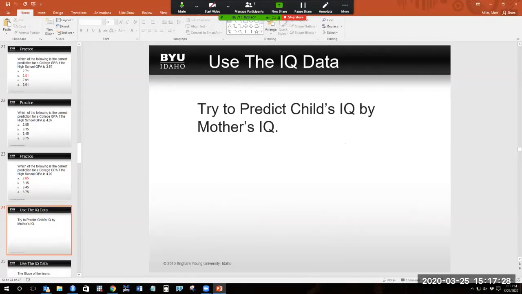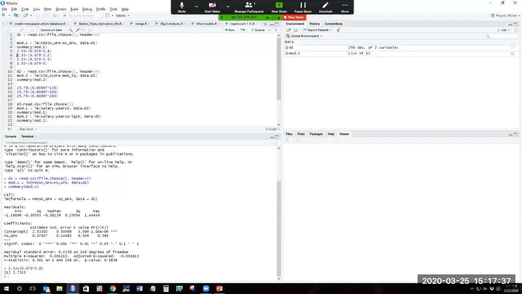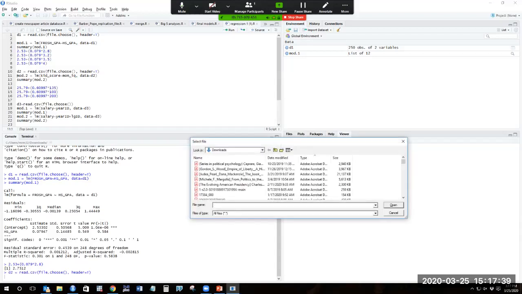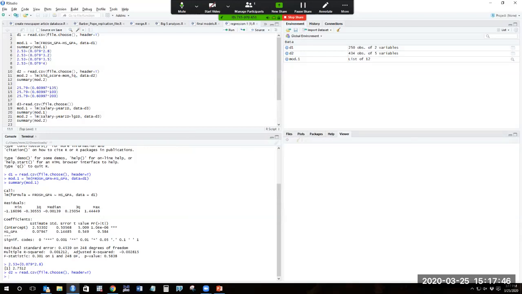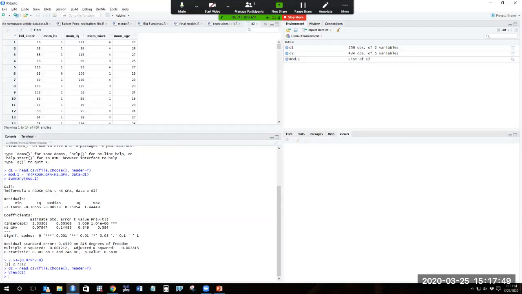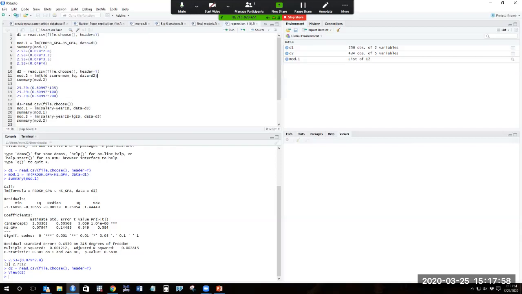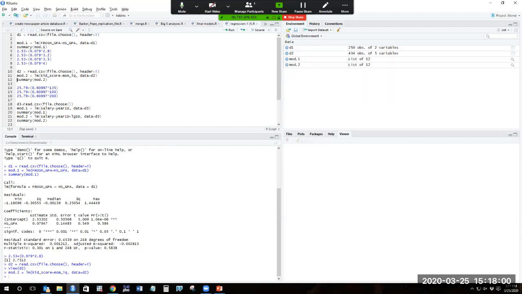Okay, so now we're going to use the IQ data set. This is actually real data. It's kids' IQ scores and mothers' IQ scores. So in this data set, I'll just open it up real fast. I'm calling it D2, and the file name is called IQ. When I open that, I can look at this data set and I see kid score, that's my dependent variable that I'm going to predict. Mom IQ, that's the independent variable I'm going to use to make my prediction. So I'm going to run that model there and then do the summary.